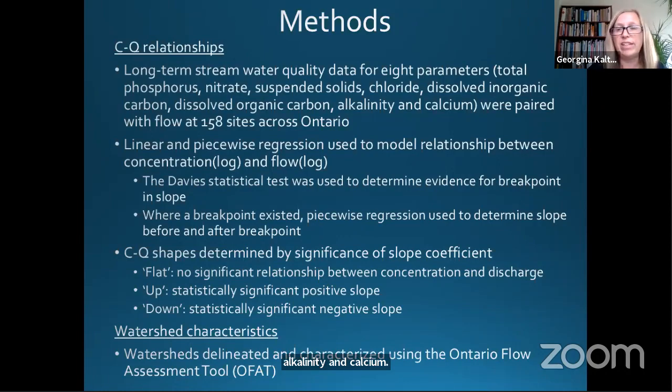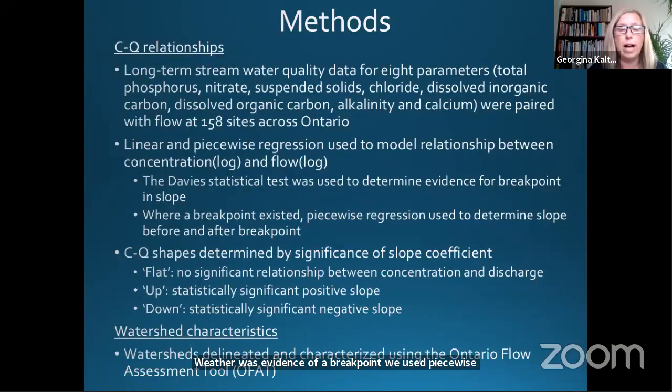And we used a Davies statistical test to first determine whether or not there was evidence for a breakpoint in the slope. And where there was evidence of a breakpoint, we used piecewise regression to determine the slope both before and after the breakpoint. And the actual shapes were determined by significance of the slope coefficient.